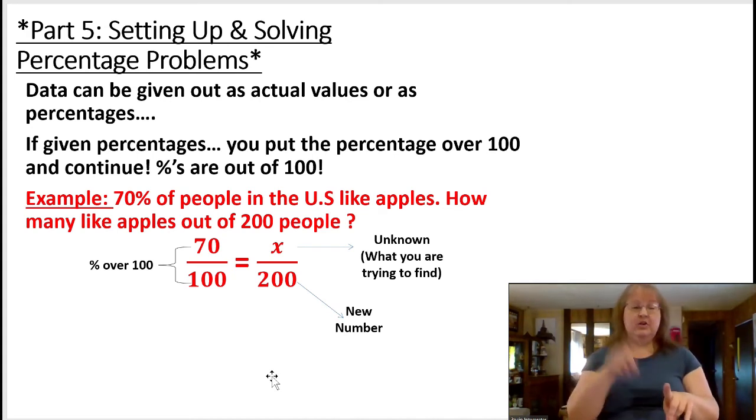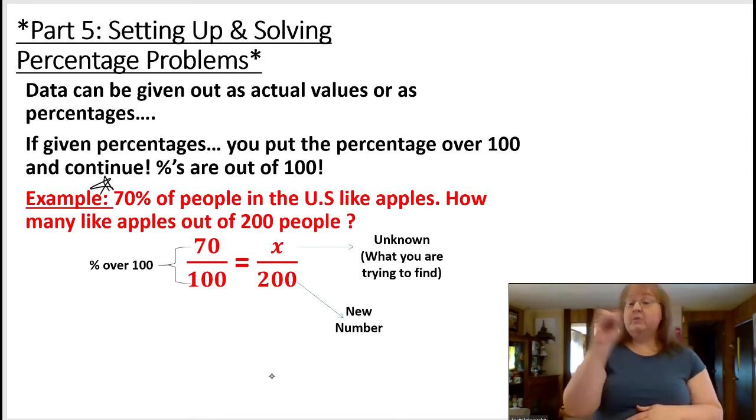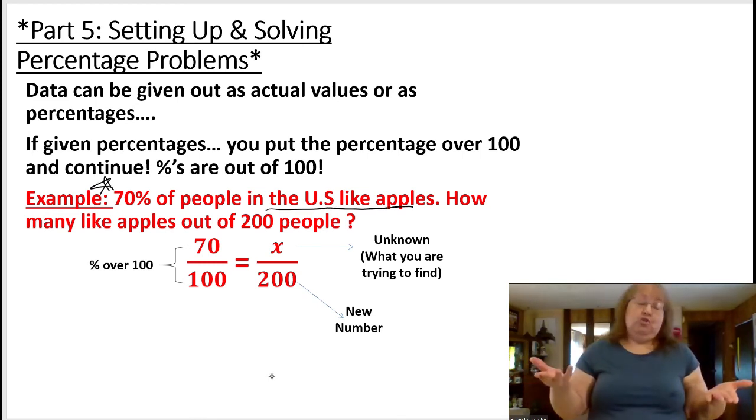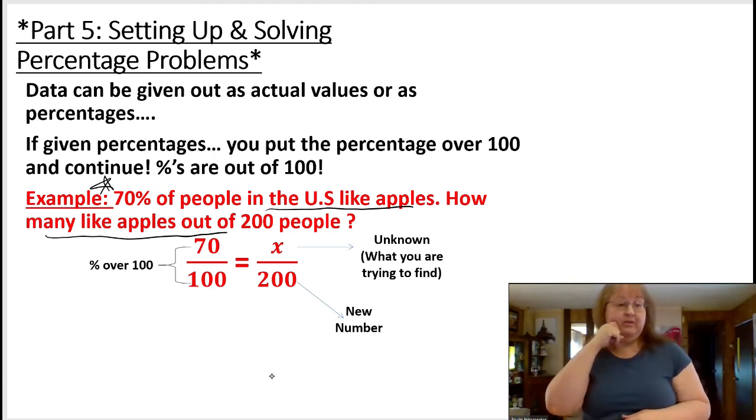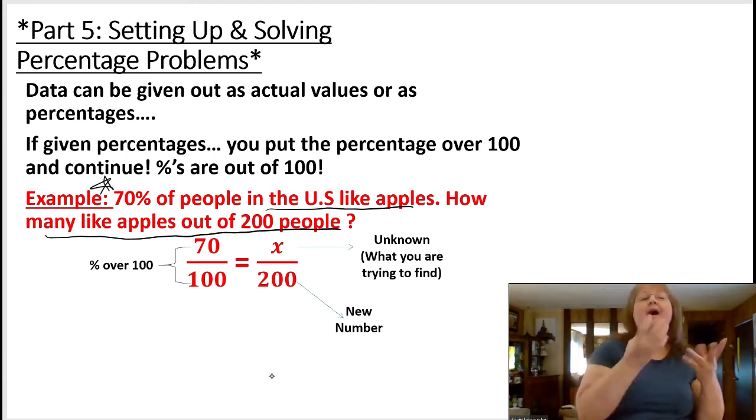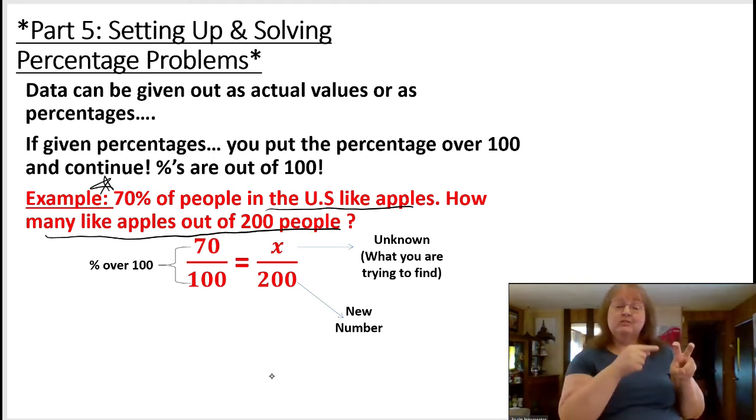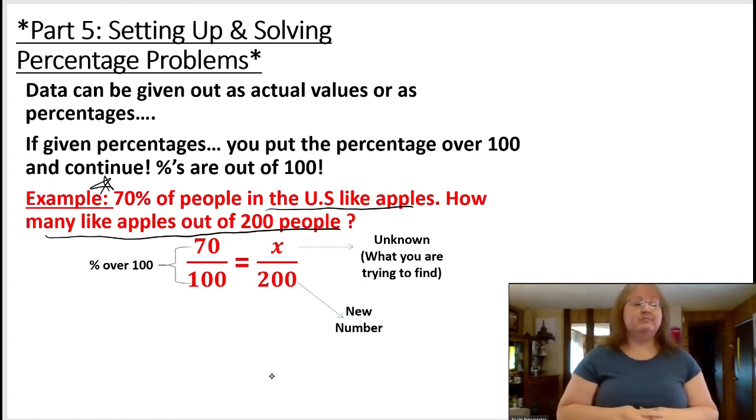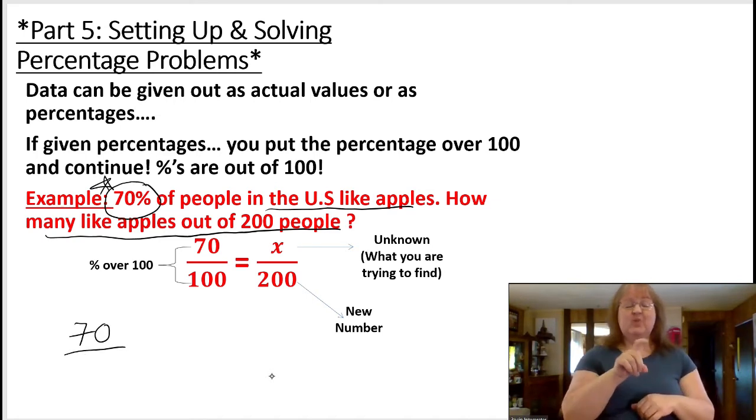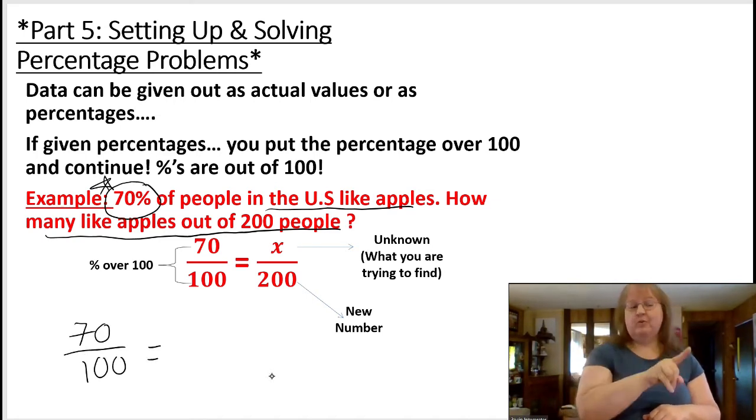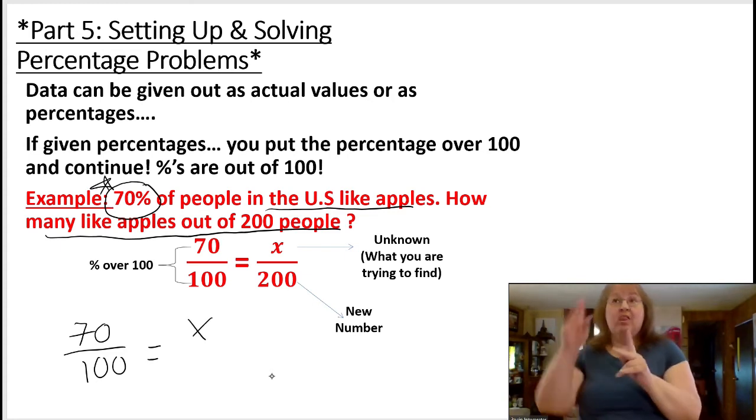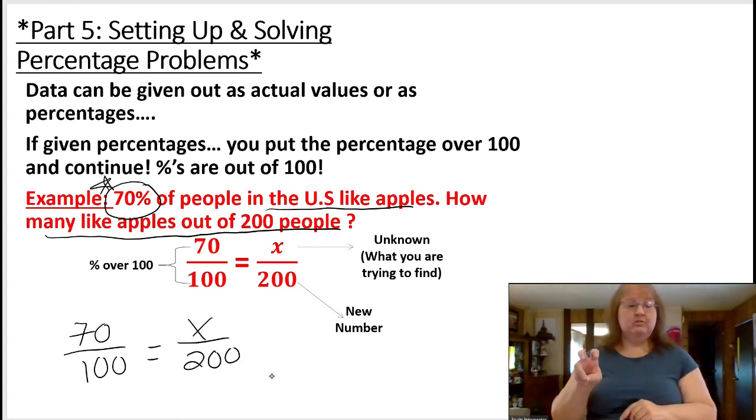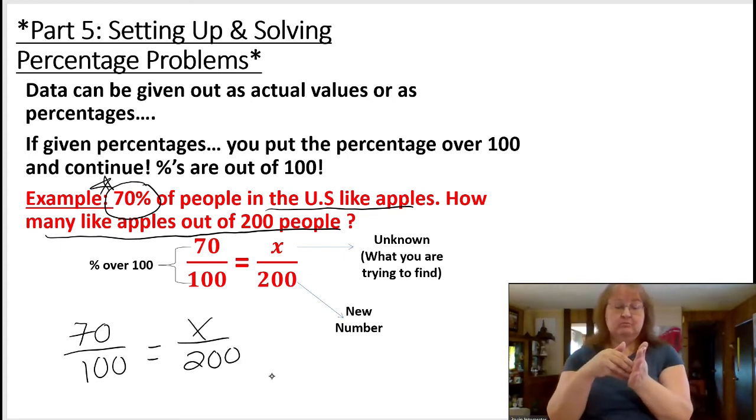All right, what if I give you percentages and I say something like 70% of people in the United States like apples? How many people out of 200 people will like apples? It's the same kind of thing we've been doing, except that it's a percent. And percents are always out of 100. So whatever the percent is, say 70 out of 100 is the same thing as how many people out of 200. So let me show you again.